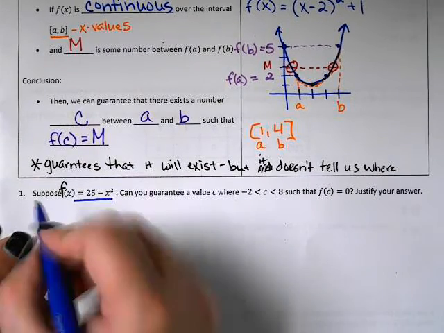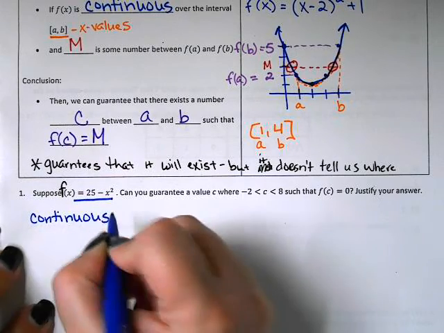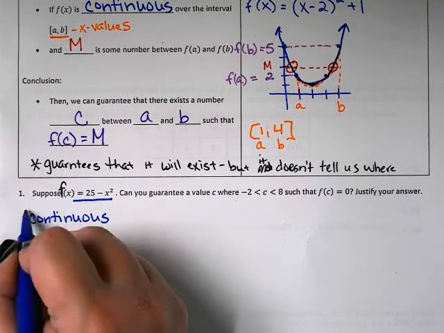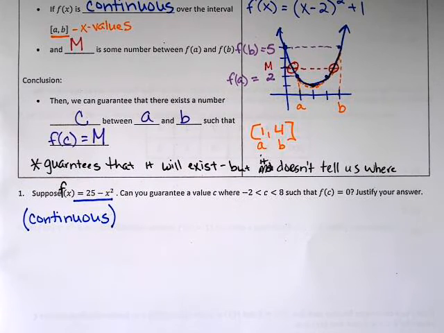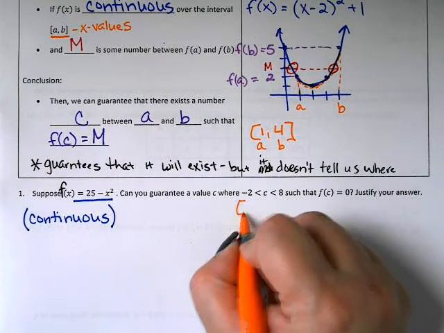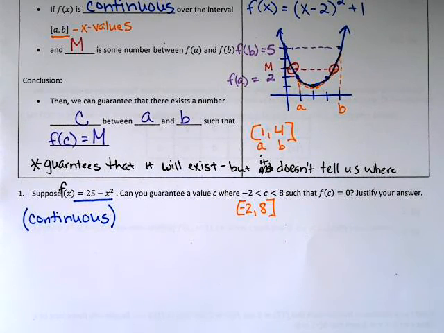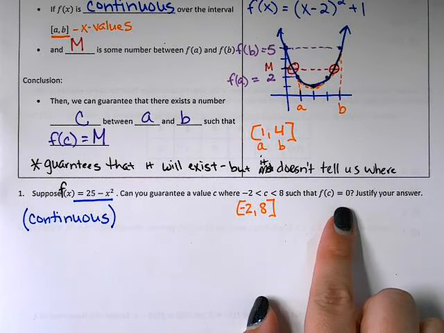So we know that this is going to be continuous. That's our first condition, and we have to make sure that it actually meets the conditions before we can even think about using the intermediate value theorem. So we know for sure that f of x is continuous. All right, then we also want to look at what interval we're talking about. So we're talking about negative 2 to 8. That is the interval that we care about. And so it's asking us, is there a value f of c that would equal 0?